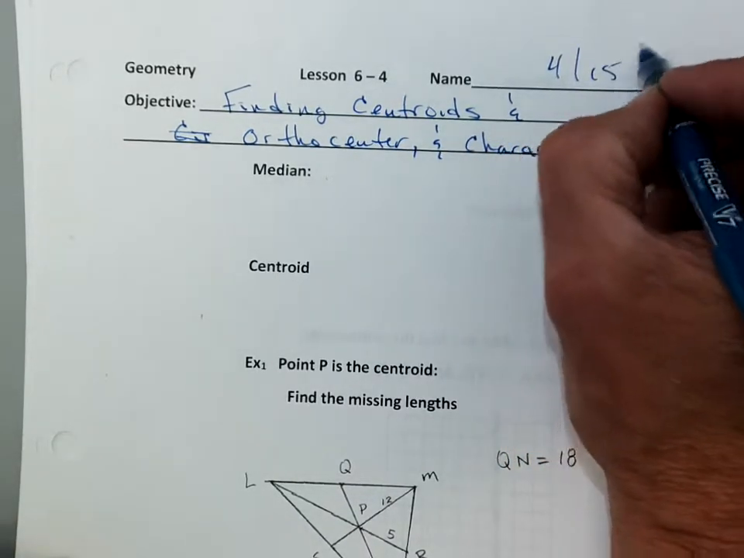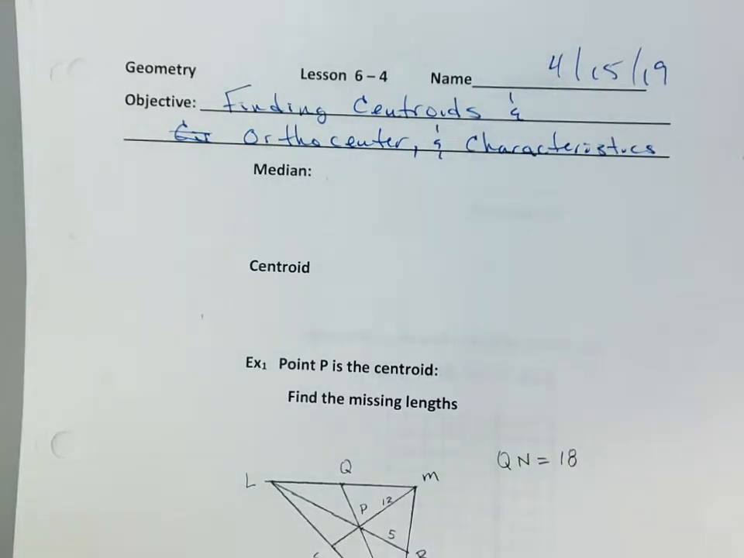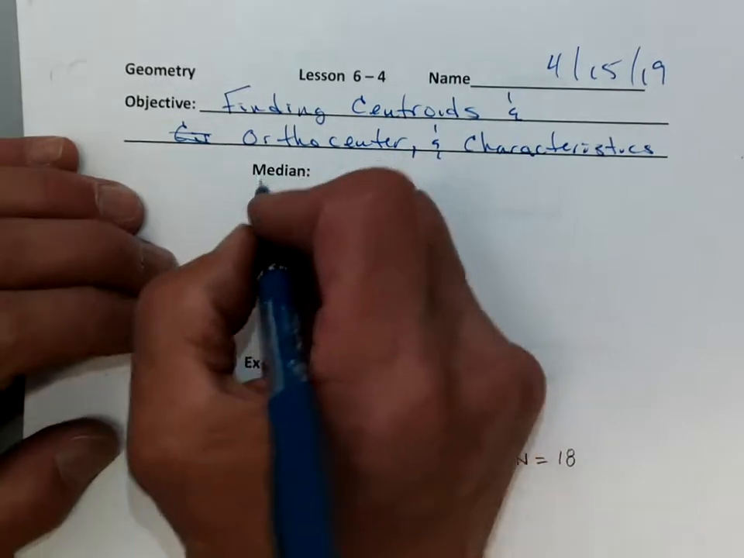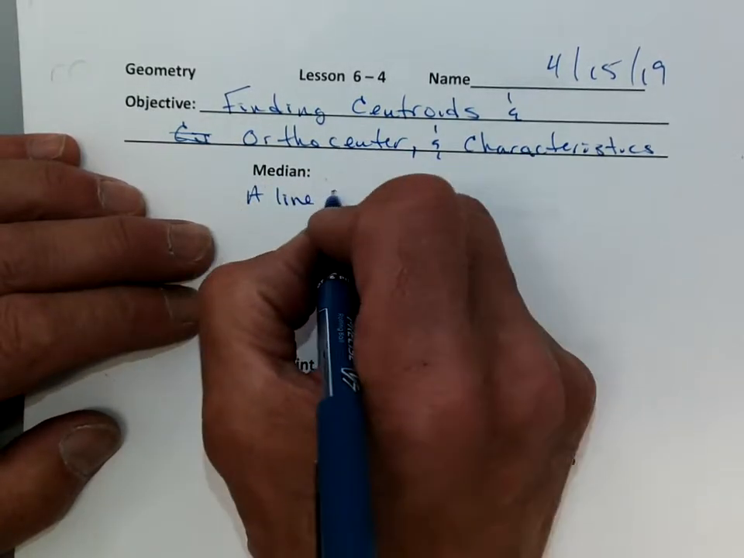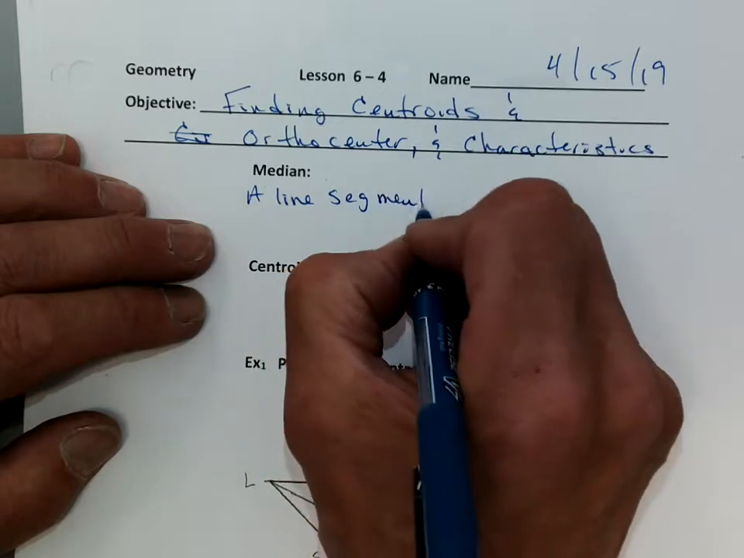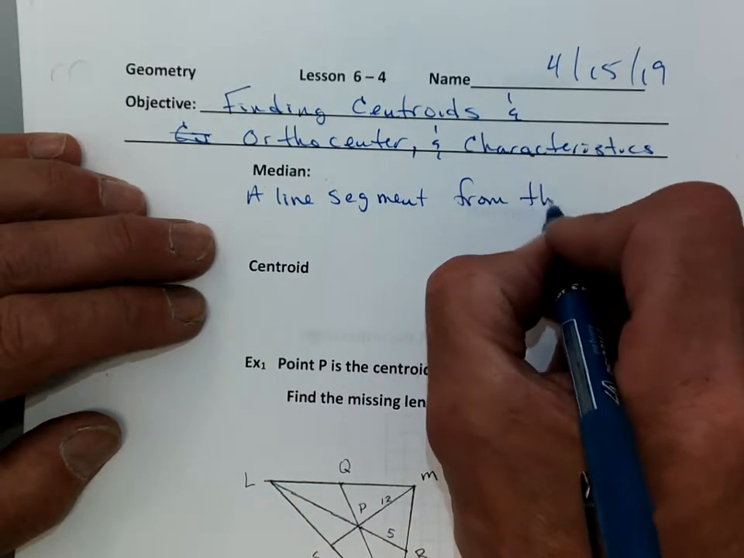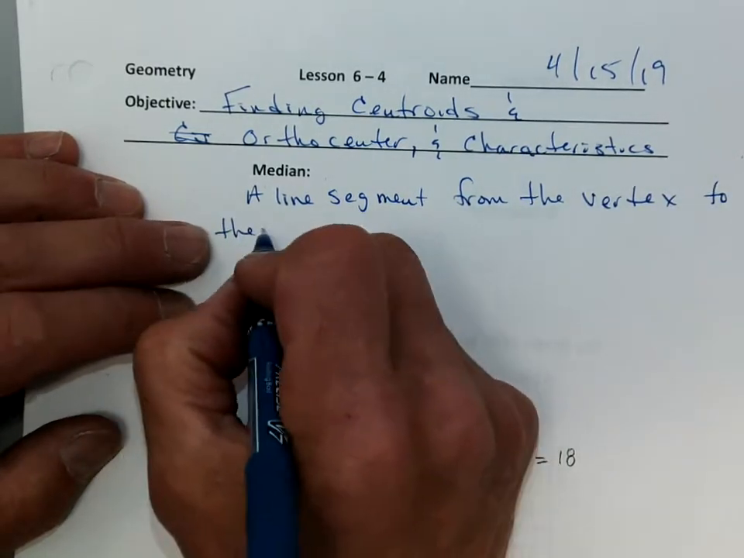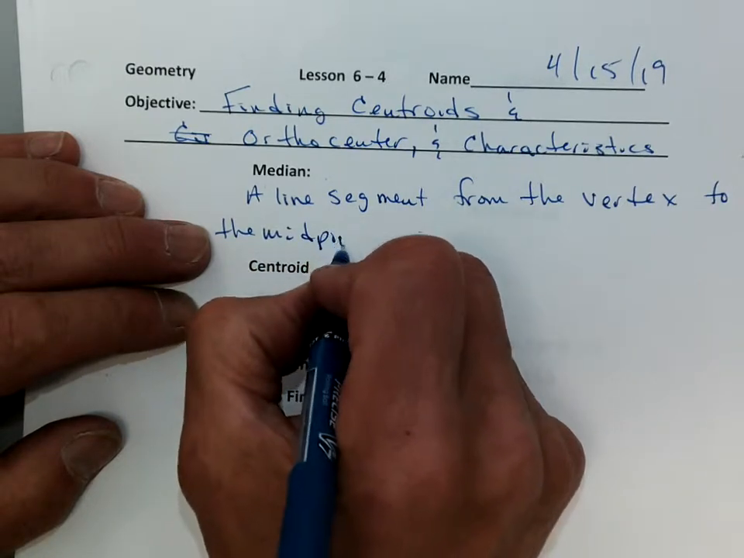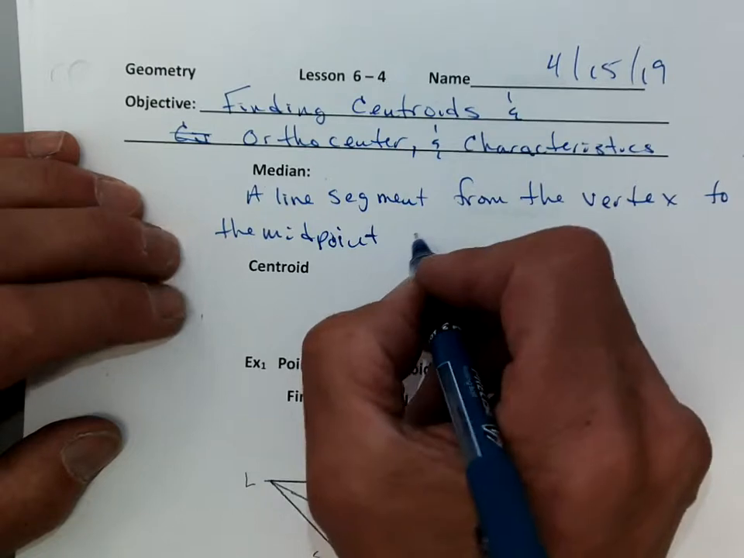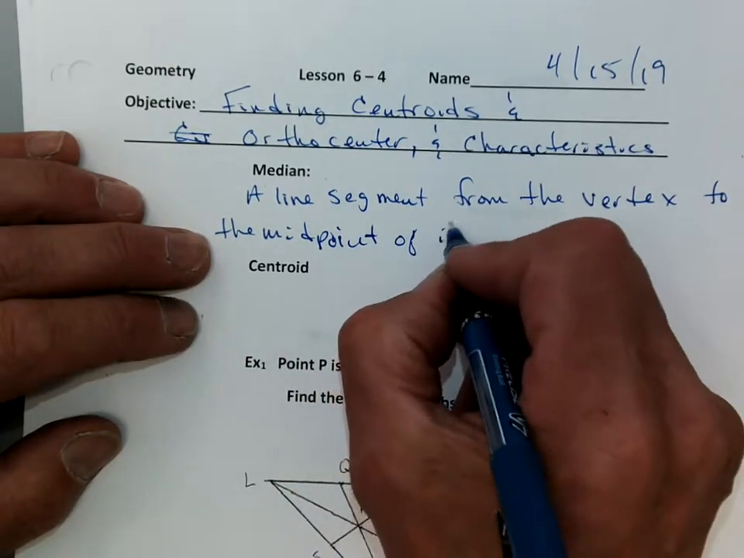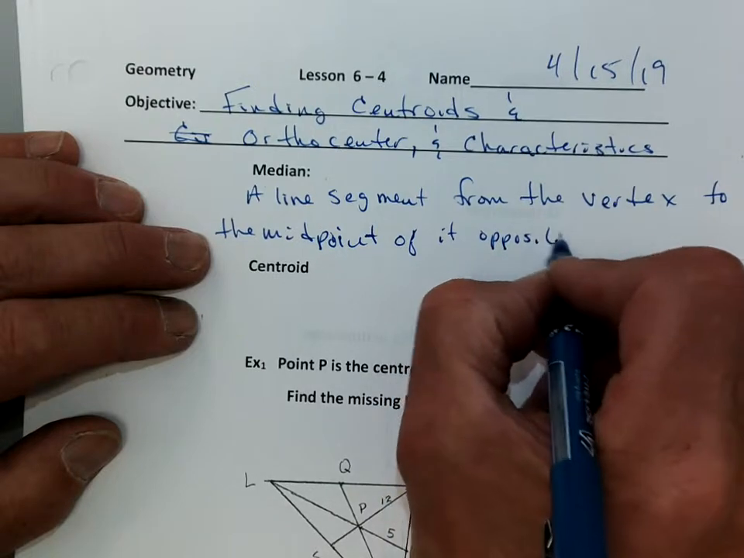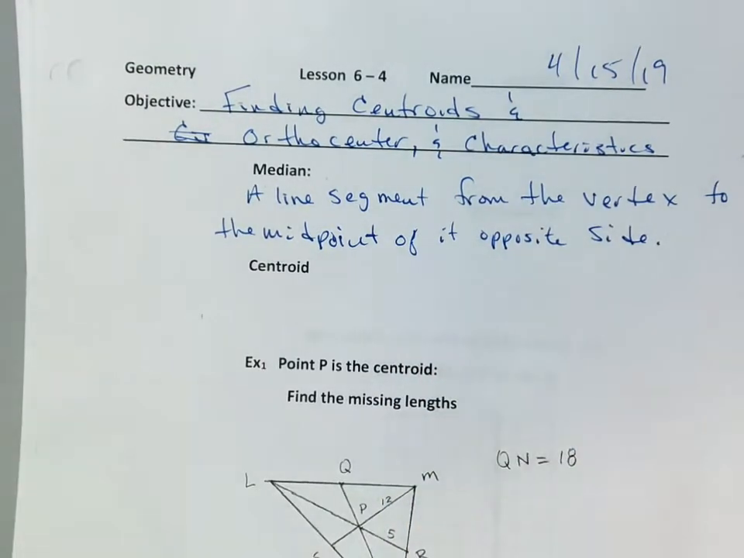4, 15, 19. Okay, so median. By now, hopefully you guys know what a median is. It's simply a line segment from the vertex to the midpoint of its opposite side. Oh, sorry, it's so sloppy, it's Monday. Can we draw a picture? Let me show you. So you guys write this down. So all a median is a line segment from the vertex to the midpoint of its opposite side.